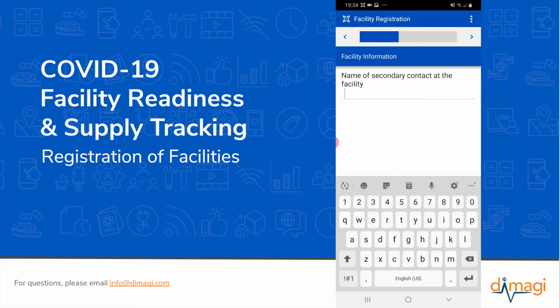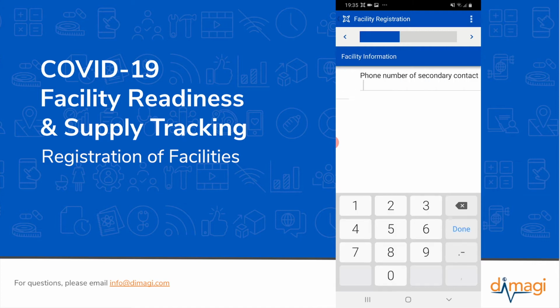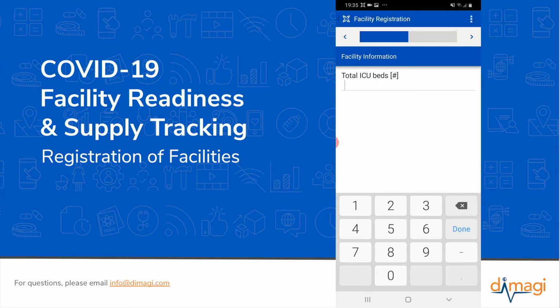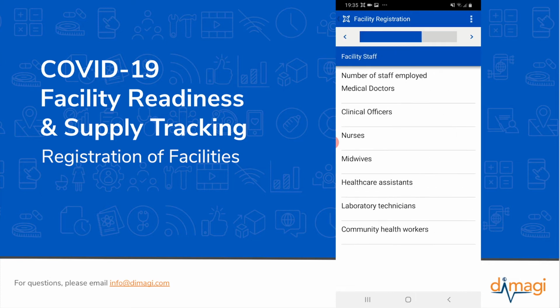Next, we can capture a secondary contact at the facility. In this case, we're going to say it's Hannah Brown. And again, capture a phone number for Hannah Brown. Hannah Brown's role at this facility is the Chief Nursing Officer. Next, we're going to capture the total number of ICU beds. Here we can say there are 10 ICU beds available, and this facility has 150 non-ICU beds.